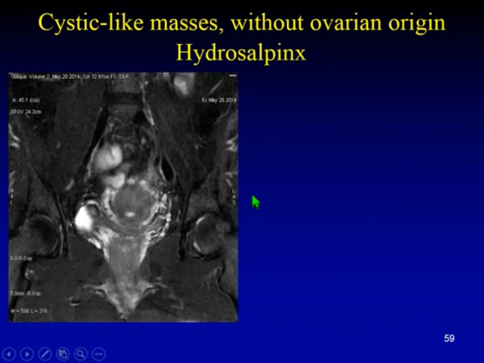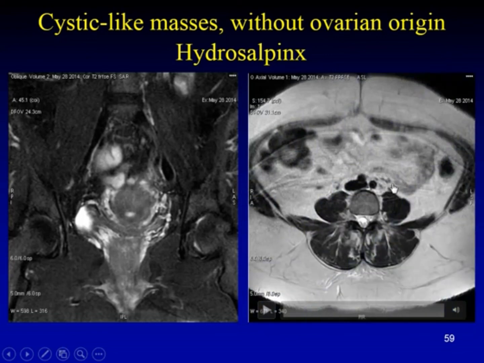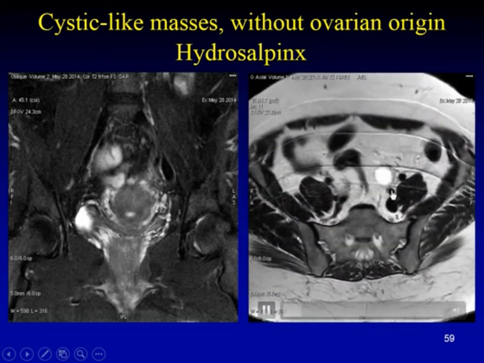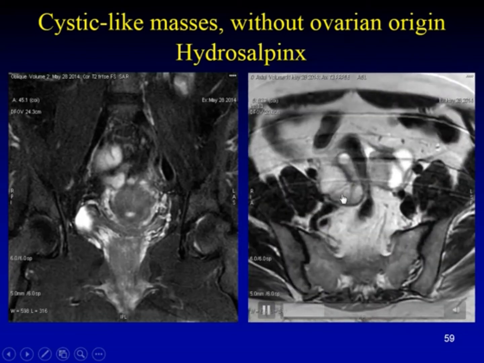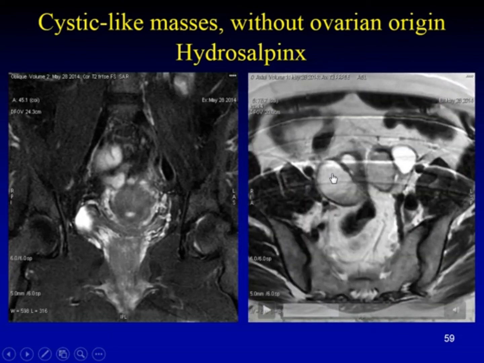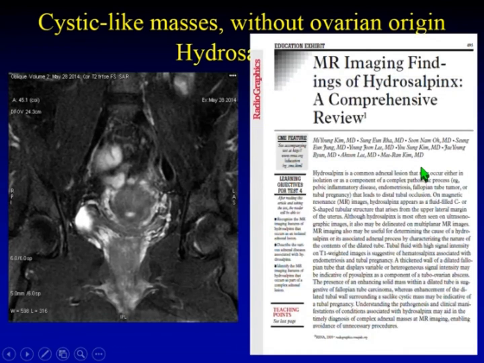This is a hydrosalpinx. On the other side, in this T2-weighted axial image, you may find once again cysts on the left side. On the right side, it is a tubular, dilated, hypointense structure due to probably the proteinaceous or the mucus contents, once again a hydrosalpinx. And to read something about it, I suggest this very interesting comprehensive review of RadioGraphics about MR and hydrosalpinx.